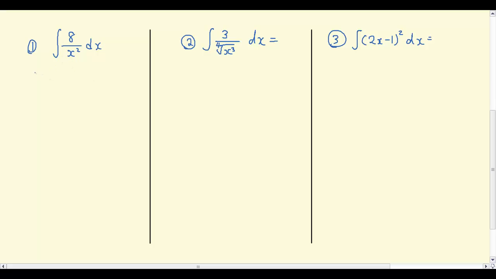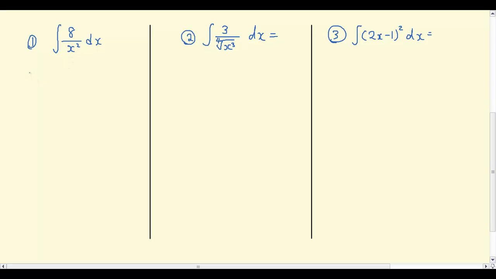Okay, the first question. What I'm going to do is firstly move the denominator to the top by using the index laws. Before we even integrate it, I'm going to write it as 8x to the power of -2, because when you move a term from the denominator to the numerator, you have to change the power to the opposite sign. So this was originally positive, and I'm changing it to negative.